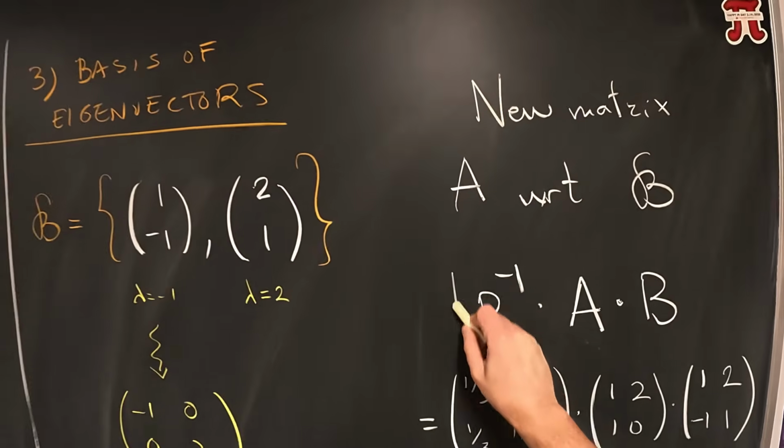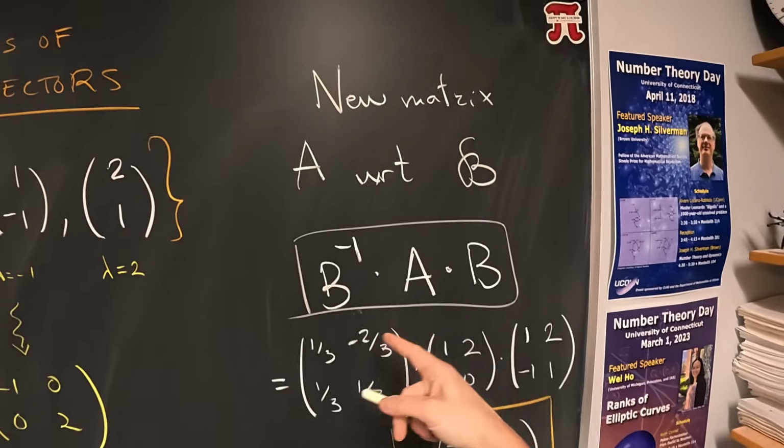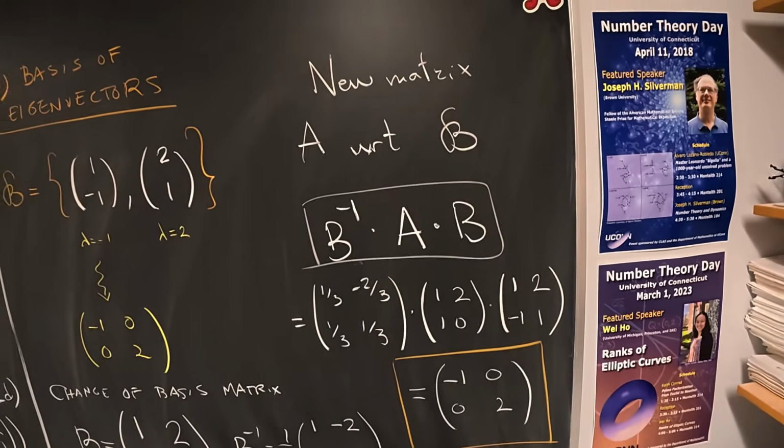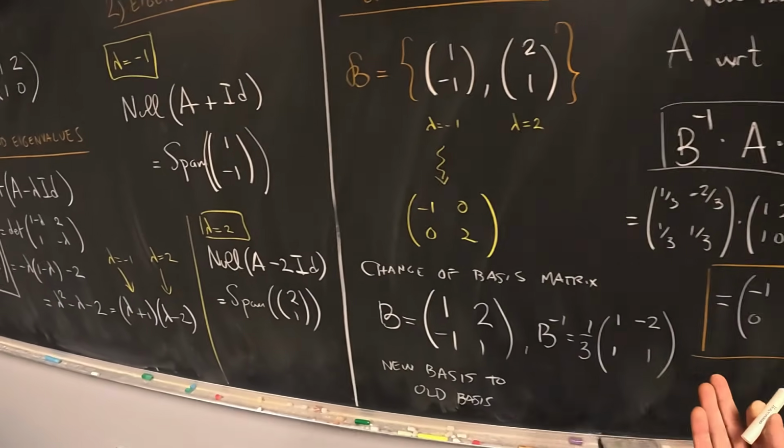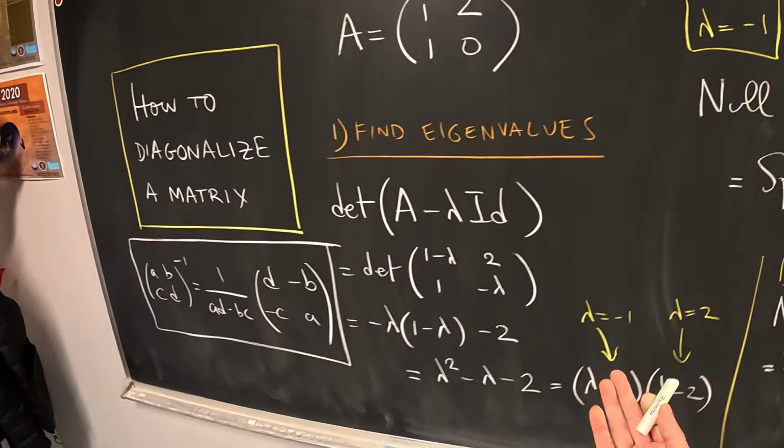So this is right, and you can just check that when you multiply all those three matrices, you do get the diagonal matrix. So anyway, this is how you diagonalize a matrix.